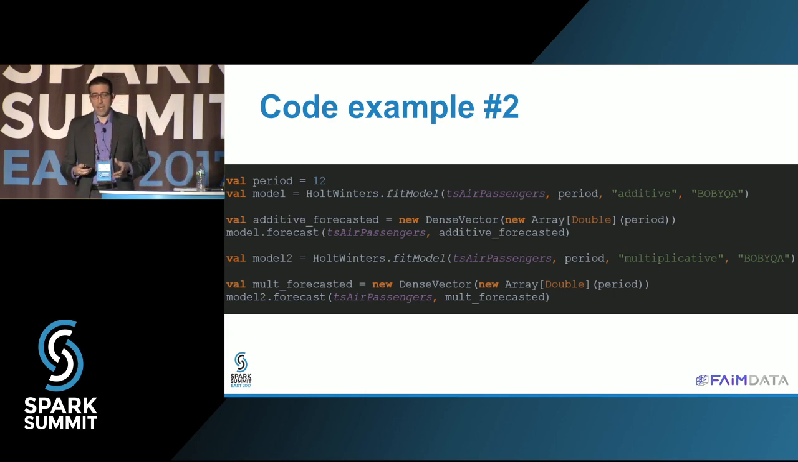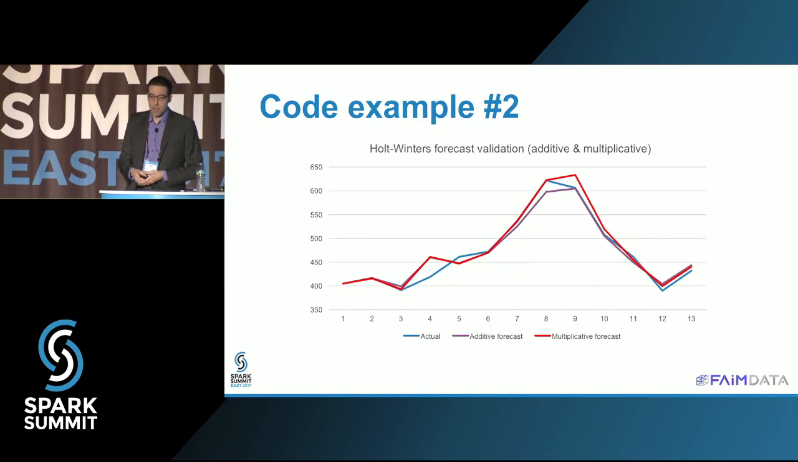After that, we simply allocate a vector of 12 placeholders, 12 values, because we're going to forecast the next 12 months with this model. We call forecast to produce these 12 forecasts, which is, by the way, an out-of-sample forecast. And this is the result that we get. In blue is the actual next 12 months in the data. In purple is the additive forecast for the next 12 months, and in red is the multiplicative forecast. So we can see that Holt-Winters performs pretty well for these kinds of strongly seasonal data sets.